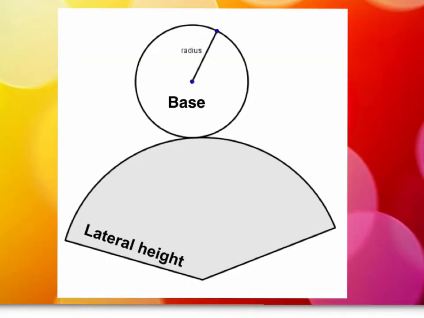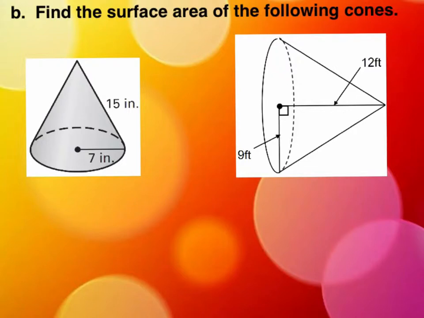Last video we deconstructed and showed the net drawing for a lot of pyramids. And here's an example of a net drawing for a cone. Remember, you can find the area of the base, which is pi r squared, and then we add that to the perimeter, which is 2 pi r, multiplied by this lateral height right here.